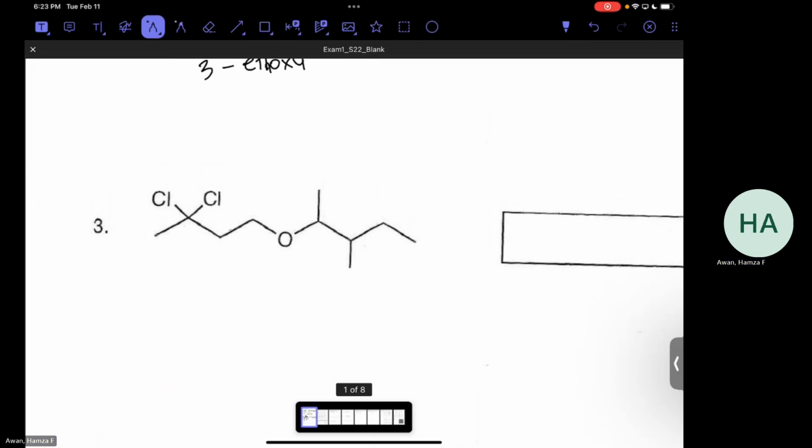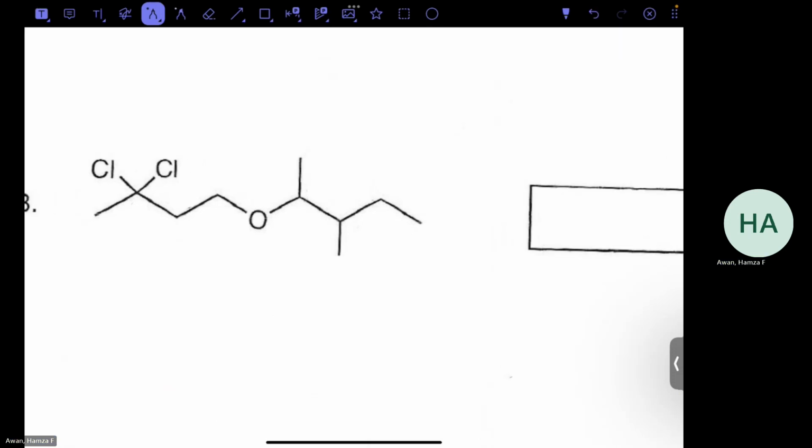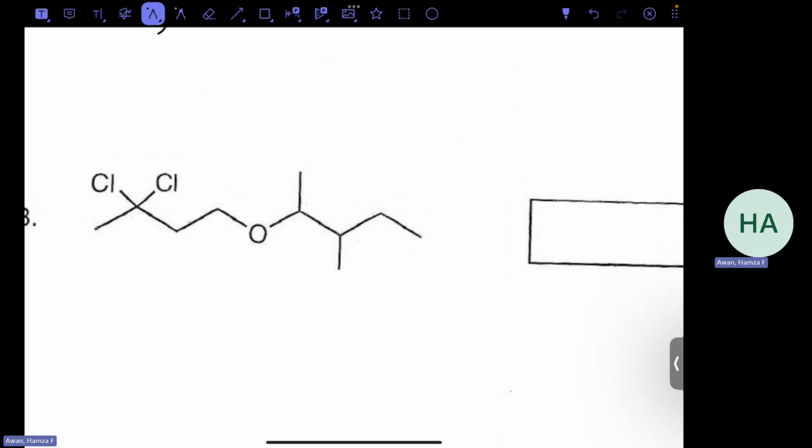Going on. So our final problem, we have an ether. In this one, whenever we start numbering, especially in an ether, we want to make sure that we have the longest parent chain, right? So in this, we don't have any alkenes, alkynes, or anything. We just have the ether. And so we'll start with the longest parent chain, and then we'll look at substituents, right?